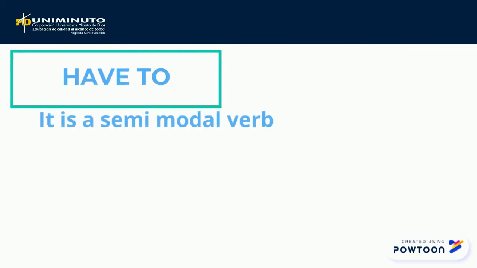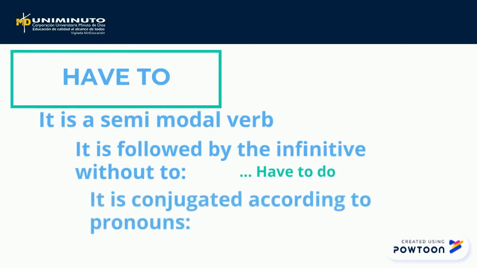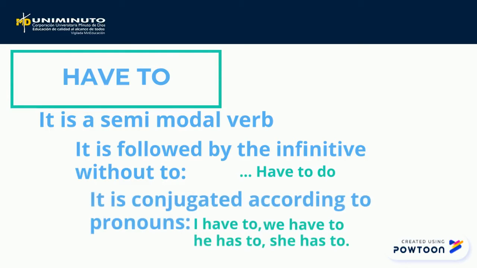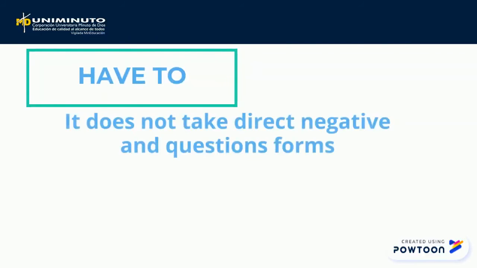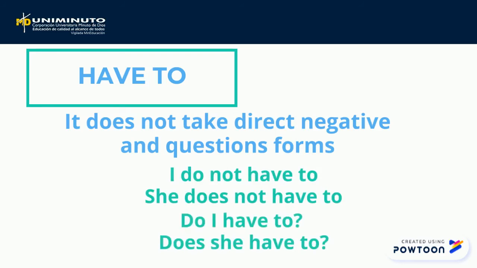And finally, have to. It is a semi-modal verb. It is followed by the infinitive without to, have to do. It is conjugated according to the pronouns: I have to, we have to, and with the third person singular, he has to, she has to. Have to doesn't take direct negative and question forms. They use in the present tense the auxiliary do and does. For example, I don't have to, she does not have to. And for questions, do I have to, does she have to?